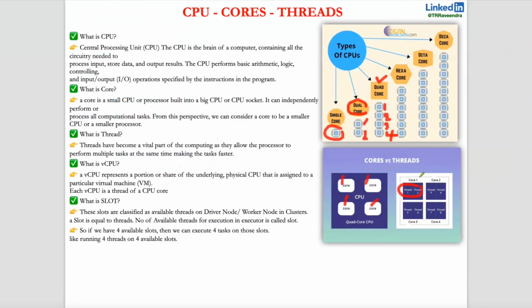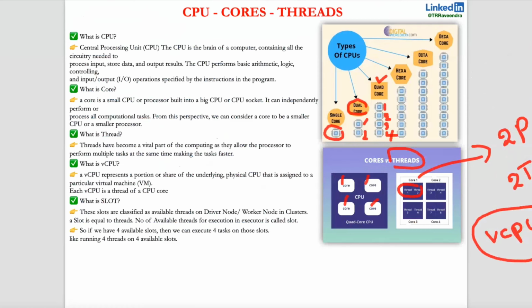2 threads means you can run 2 processes. Technically, you can run 2 tasks. So in cloud, everything is a thread. We will call it a VCPU. In cloud, everything is a VCPU, virtual CPU.